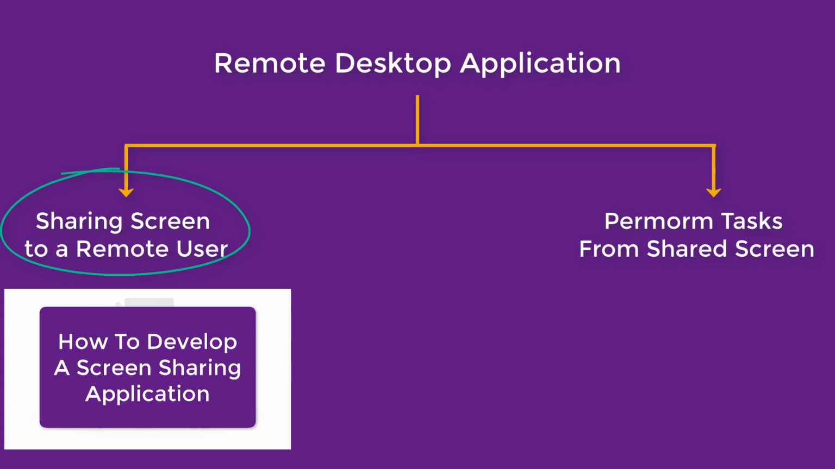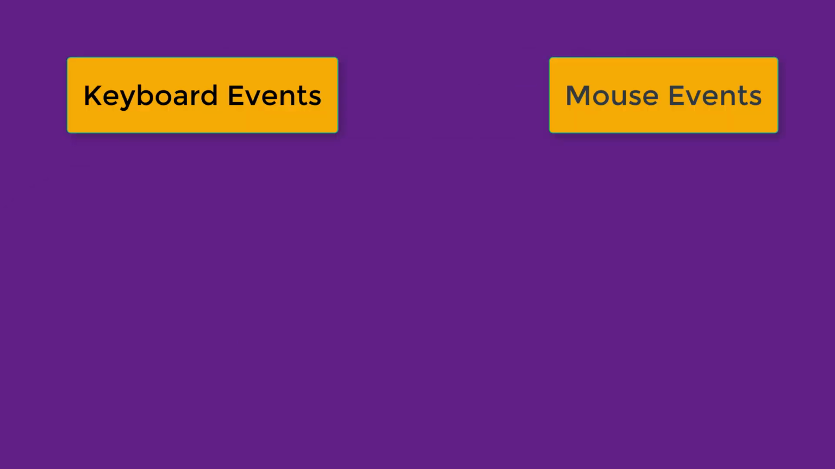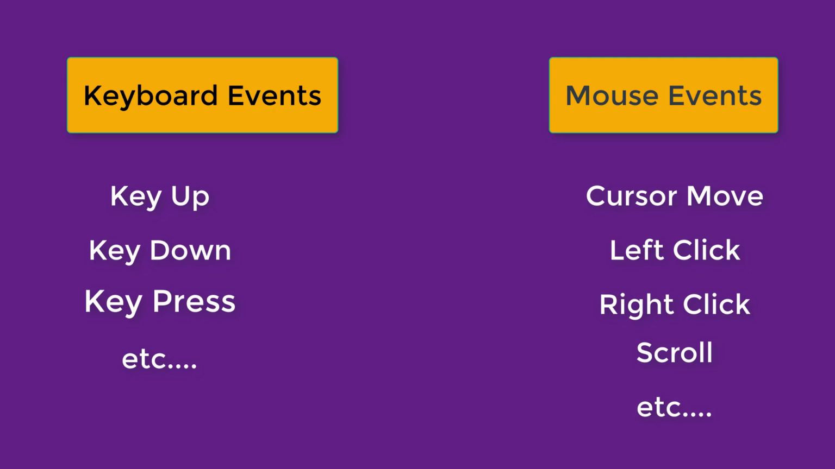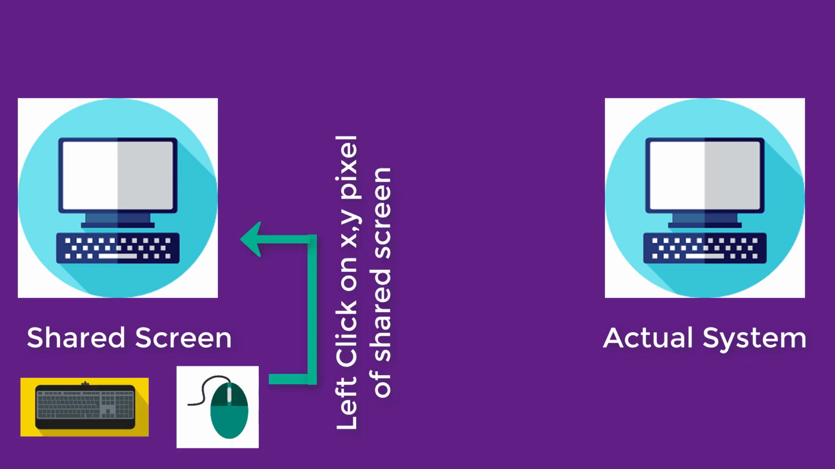Okay. So in the second part, as I mentioned, performing tasks means performing key and mouse events from a remote location. Correct? There are many key events like key up, key down, key press, etc. Similarly, we have many mouse events also, like mouse cursor move, left click, right click, scroll, etc. Our aim is that whenever a user performs any of these key or mouse events on a shared screen, that event should take place on the actual computer as well, right?